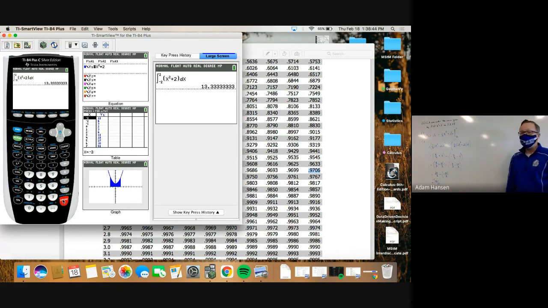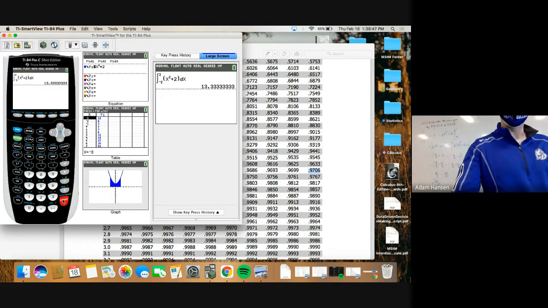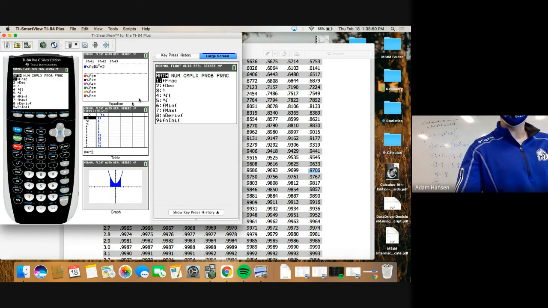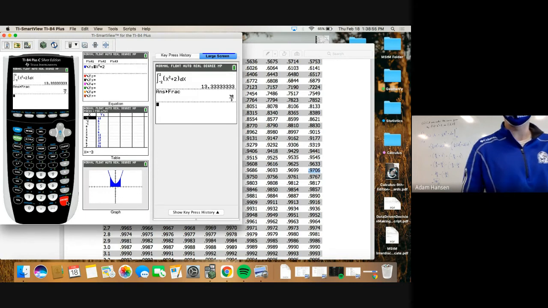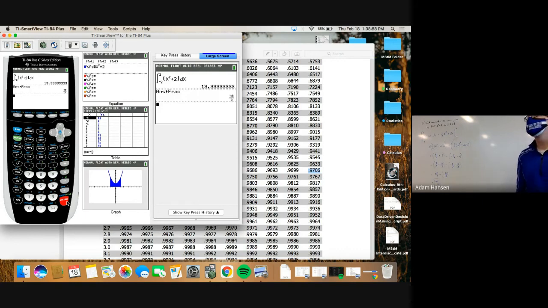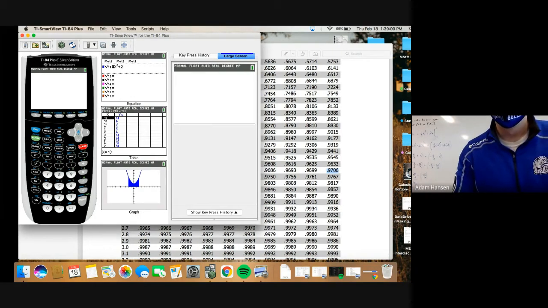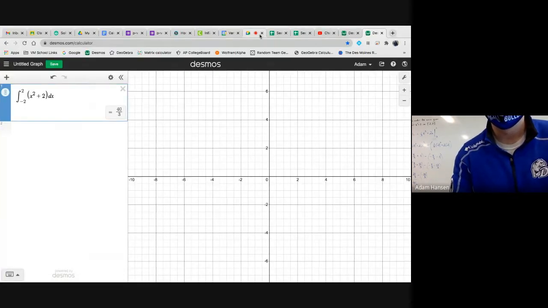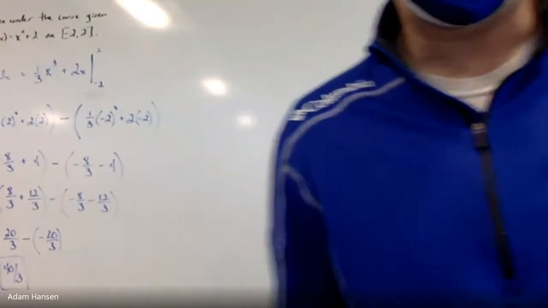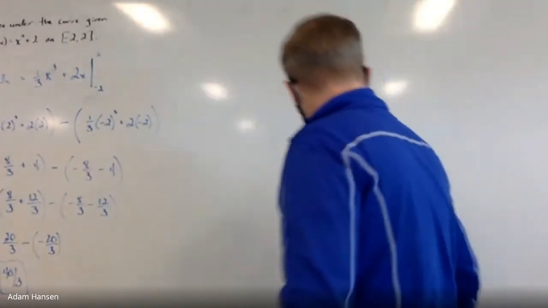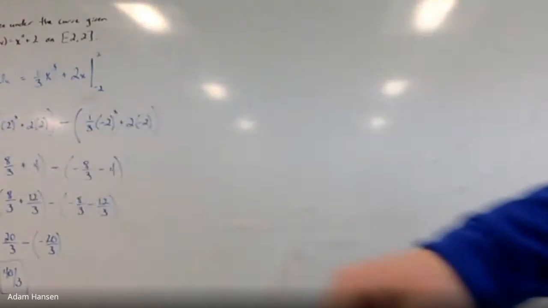About 13.3 repeating. I can let the calculator change that to an improper fraction by going back to the math menu and converting to a fraction with option number 1. Change the answer into a fraction, please. It's 40/3. 13 1/3 or 40/3. One nice way to use technology to check your work. Try a couple more definite integrals, just to get some good practice.